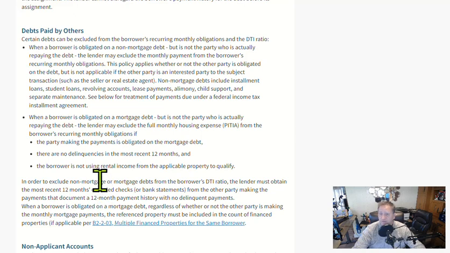This is valuable information. Glad to know it. Glad I'm reading some mortgage guidelines.